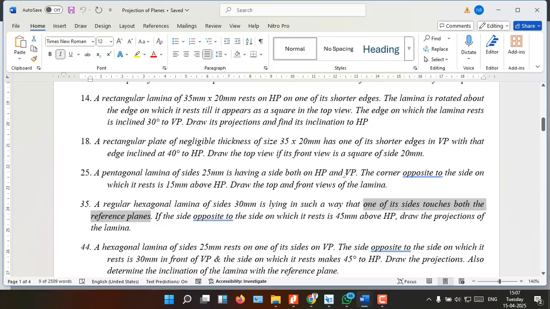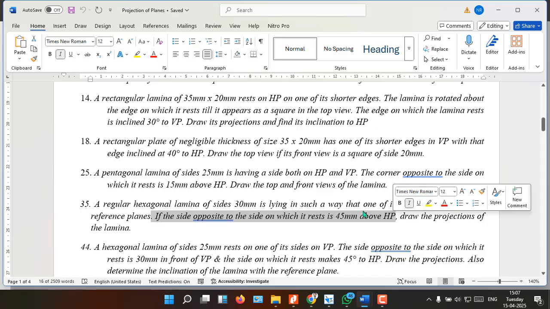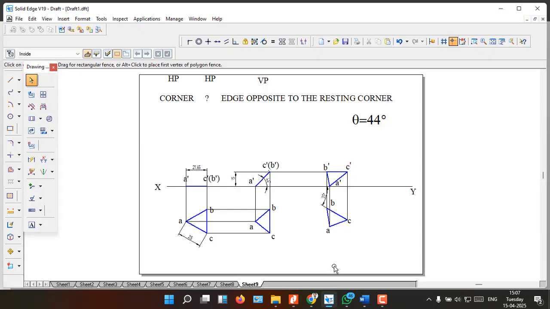The side on HP and VP both remains the same. Reference planes are nothing but HP and VP. Here, the side opposite to the side on which it rests is 45 millimeter above the HP. When we look at the first position of the pentagon and the hexagon, we'll come to know what difference these two sentences make.